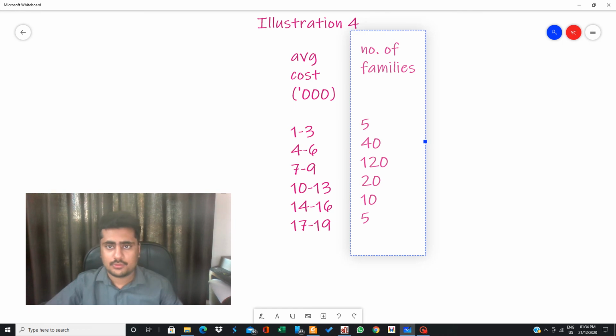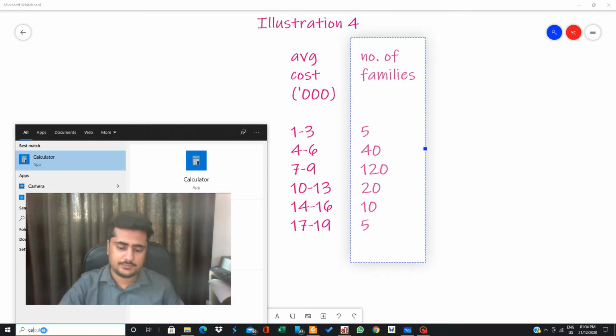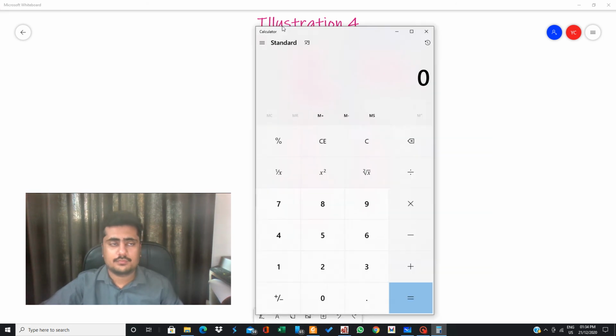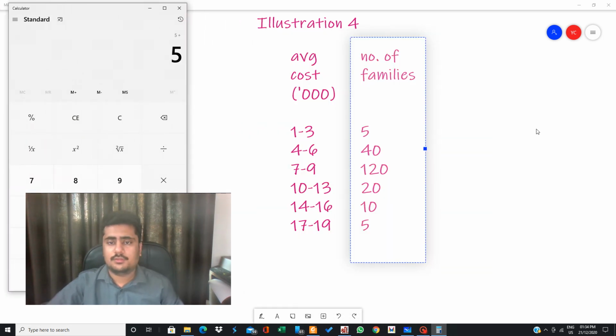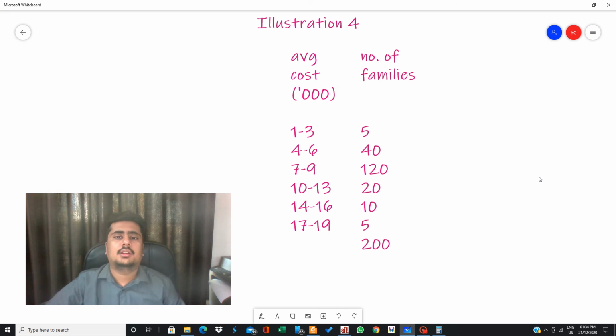So the total of the frequency is 5, 40, 120, 20, 10. So total is 200. Now we have to go in a sequence: mean, median. Okay, let us find mean.